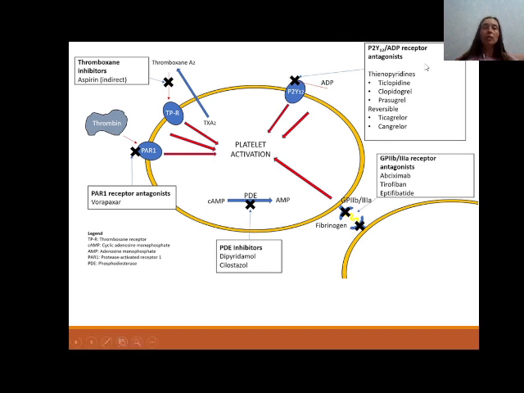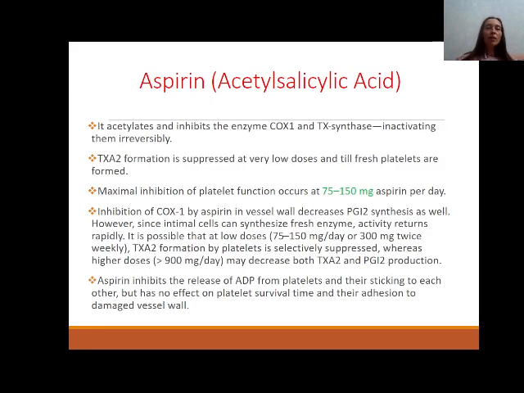And the next group is ADP receptor antagonists or blockers. They block the ADP receptor, and as a result, there is again an increase of cAMP and a decrease of platelet activation. So now let's speak about the main groups of drugs, and special examples of drugs.